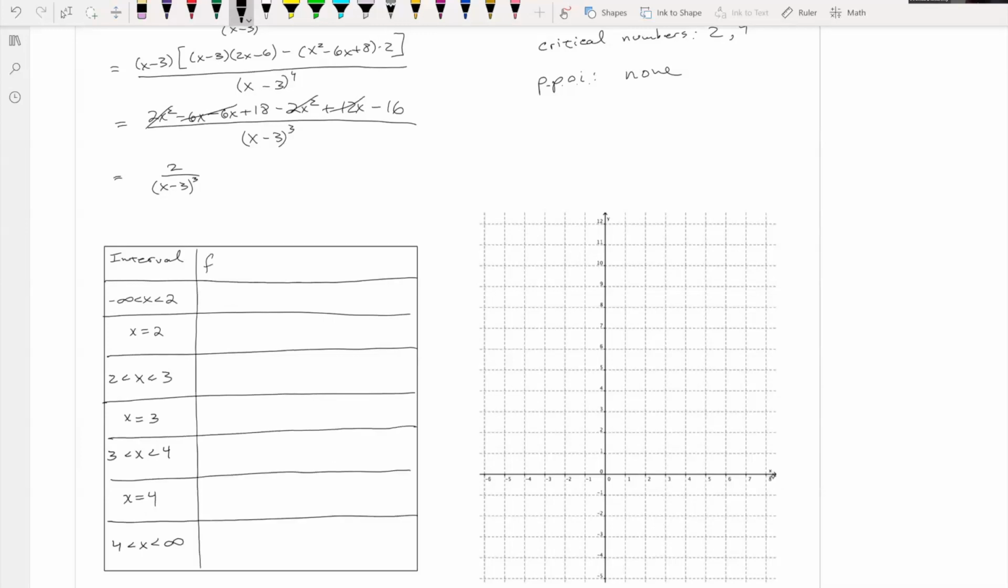So we're going to have f of x, f prime of x, f double prime of x. How you like my straight lines? And conclusion.